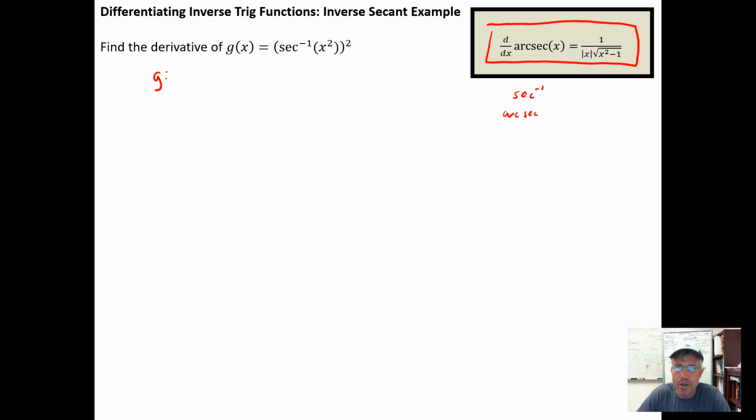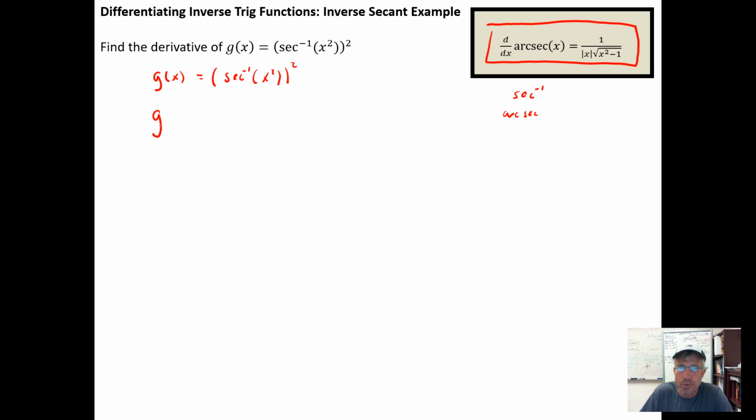So here we have the function g of x equals the secant inverse of x squared, all squared. And the key here is to notice we have function composition going on. In fact, we have three functions involved. We have the x squared function inside of the secant inverse function, and then the secant inverse function is itself inside of a squaring function. So to take the derivative, we're going to need to apply the chain rule 2 times.